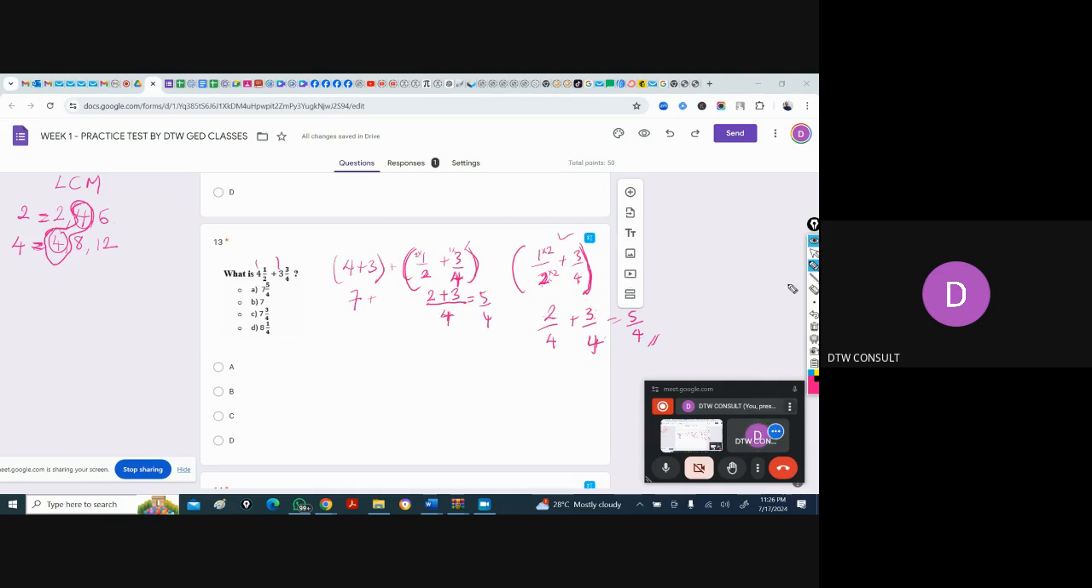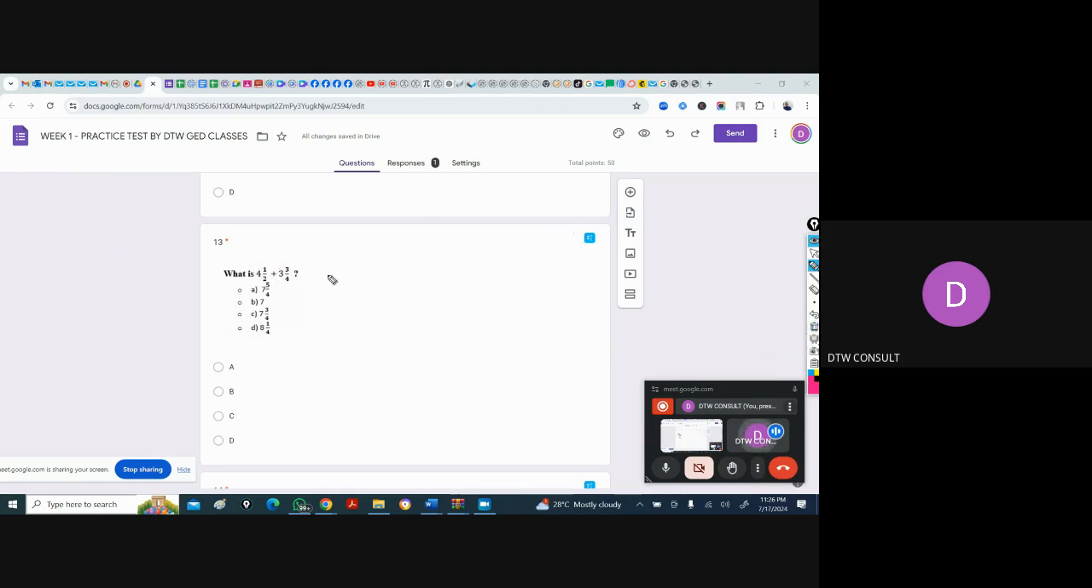Let me do it again. What you do is add the whole numbers, which is 4 plus 3. Then you bring the fractions, 1 over 2 plus 3 over 4. You have to look for a way that the denominators are the same. You already have a bigger number here, 4. You can make this 2 become 4 by multiplying by 2. Are you with me? Yes. Whatever you do to the denominator, you must do to the numerator, the top number. So you also multiply this by 2. So 7 plus 1 times 2 is 2, 2 times 2 is 4, then plus 3 over 4.